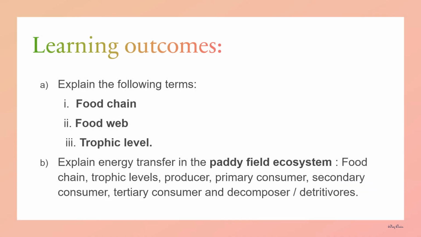In this subtopic, we are going to focus on two learning outcomes. First of all, we study the terminologies of food chain, food web, and trophic level. After that, we have to study the concept of energy transfer by using the example of Paddy field ecosystem.